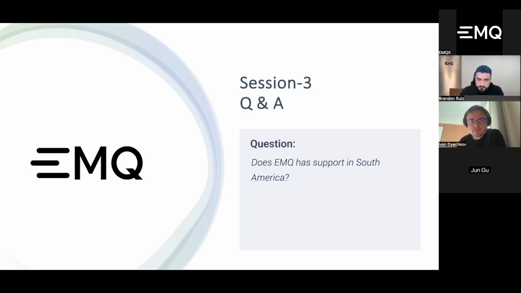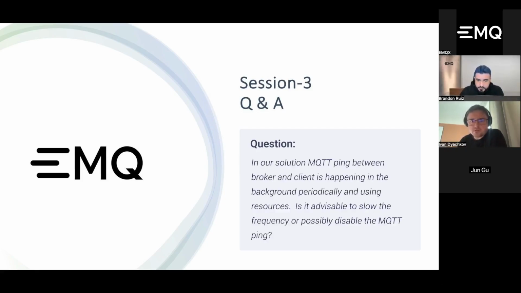Next question. In our solution, MQTT ping between broker and client is happening in the background periodically and using resources. Is it advisable to slow the frequency or possibly disable the MQTT ping? I think it's a follow-up on the keep alive, and I think it's certainly not necessary. If you use TCP, you can just rely on the TCP keep alive built in and try to tune that one.